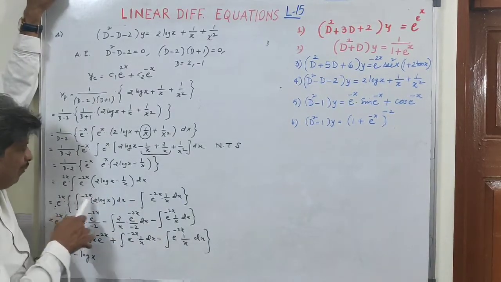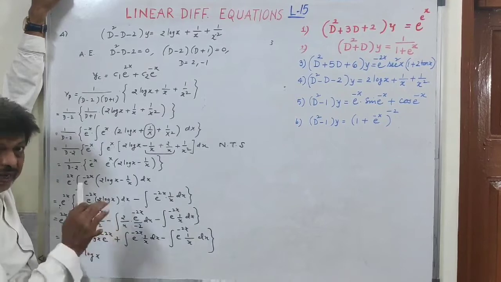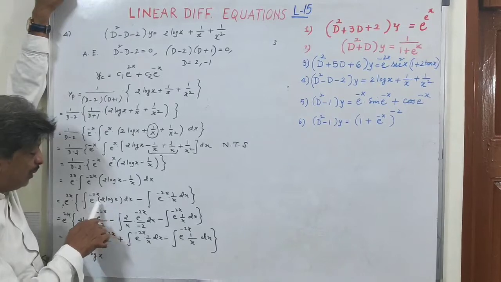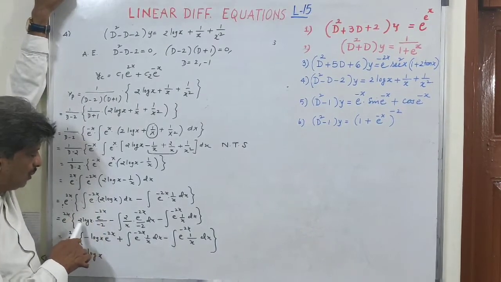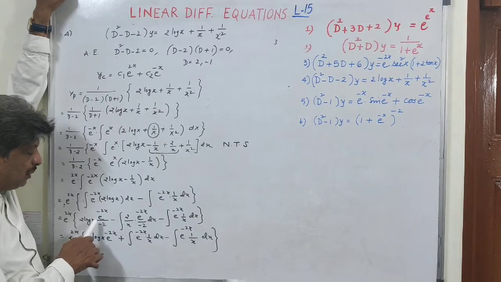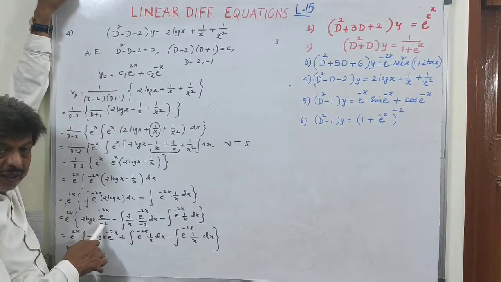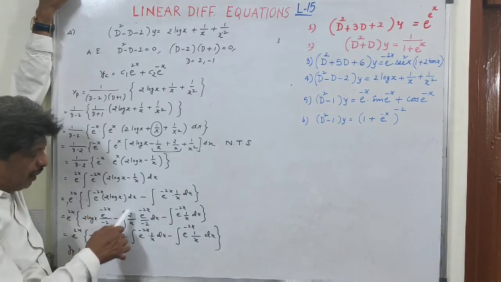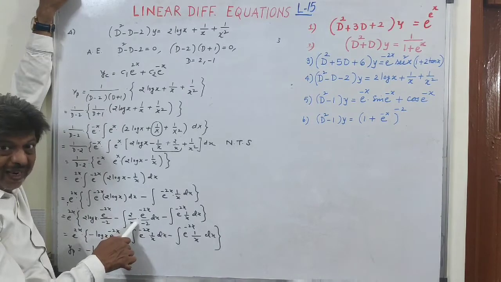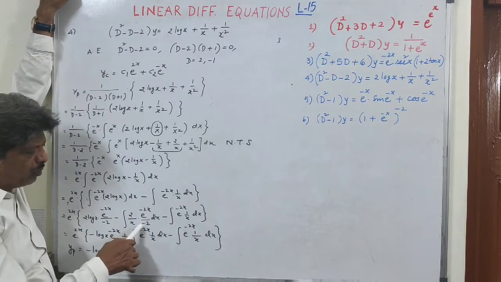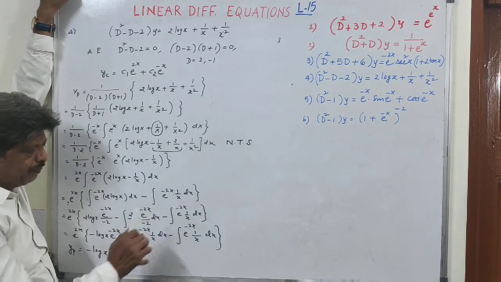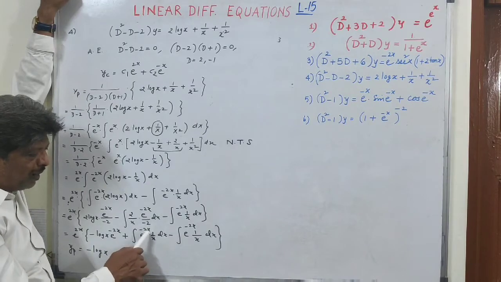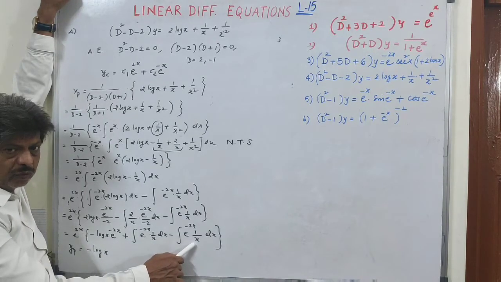I am splitting it into two different integrals, integrating the first integral by parts, choosing 2 log x as the first function and e raised to power minus 2x as the second function. So first function 2 log x, integral of e raised to power minus 2x is e raised to power minus 2x by minus 2, minus integral of derivative of 2 log x, which is 2 by x, into e raised to power minus 2x upon minus 2. So this second and last term cancels out, plus integral e raised to power minus 2x into 1 by x, minus e raised to power minus 2x into 1 by x.